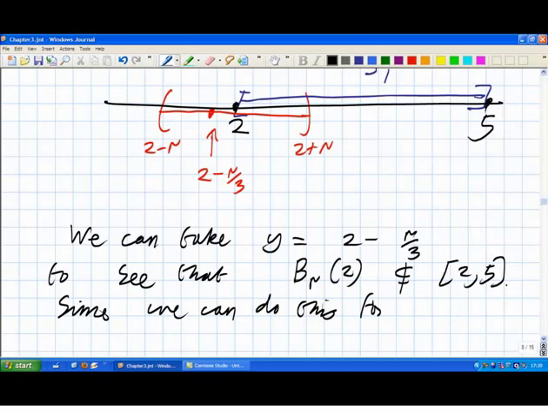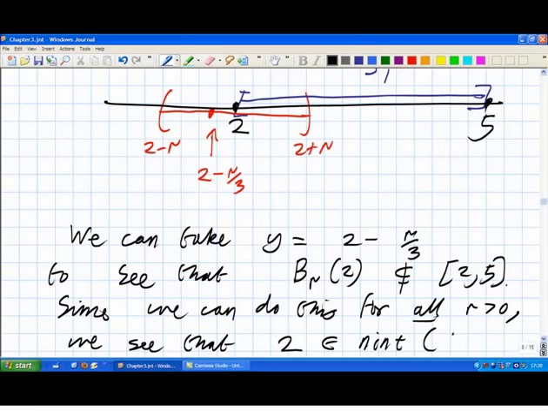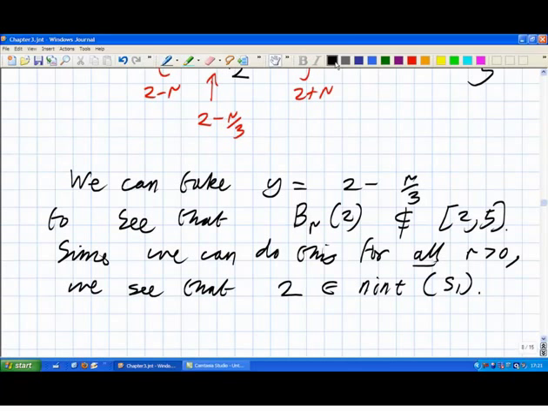So since we can do this for every r greater than 0, you have to keep changing y, but that doesn't matter. We see that 2 is a non-interior point. Remember, S1 is [2, 5]. And the argument for 5 is similar, except you have to use 5 plus r over 3, or 5 plus r over 2. So the argument for 5 is similar.